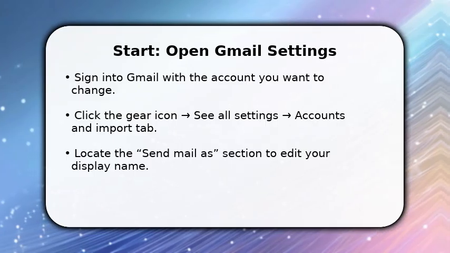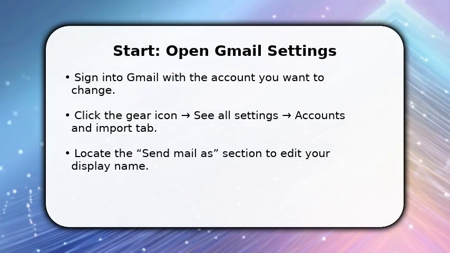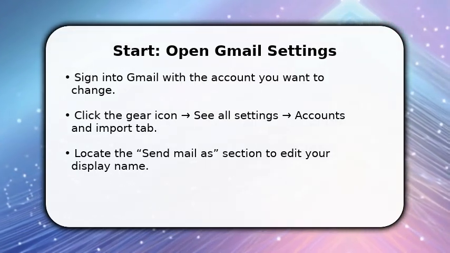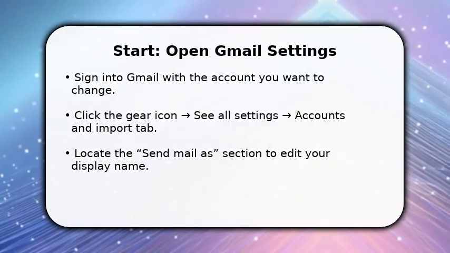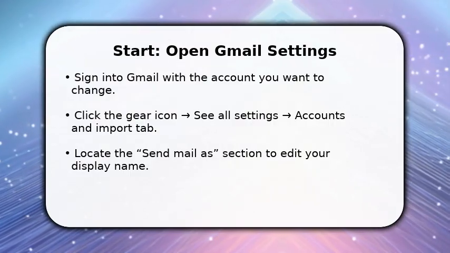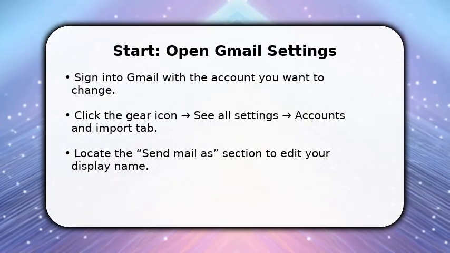First, sign into the specific Gmail account, then click the gear icon at top right and choose See All Settings. Once the full settings load, switch to the Accounts and Import tab. Make sure you focus on the Send Mail as section. That's where your current display name is stored. Ready to edit? Click the Edit Info link beside the address you want to change to begin.